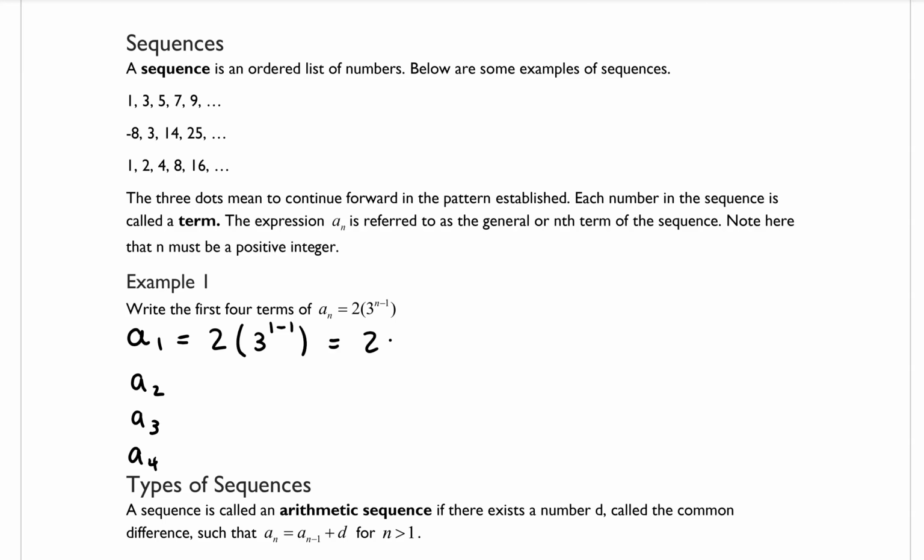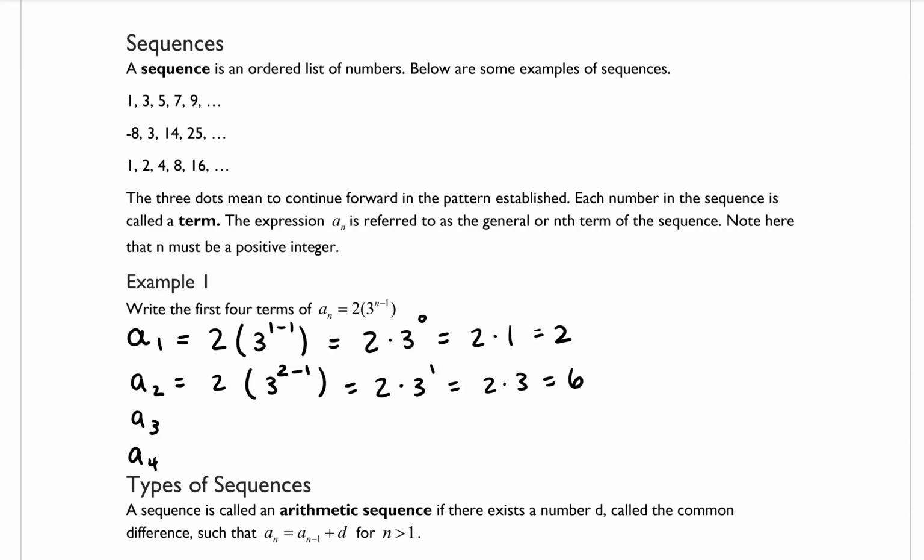So that would be 2 times 3 to the power of 0, which is equal to 2 times 1, which is equal to 2. For our second term, I'm going to do the same thing, except I'm going to plug in 2 for my n value. So if we simplify that, we get 2 times 3 to the power of 1, which is 2 times 3, which is 6.